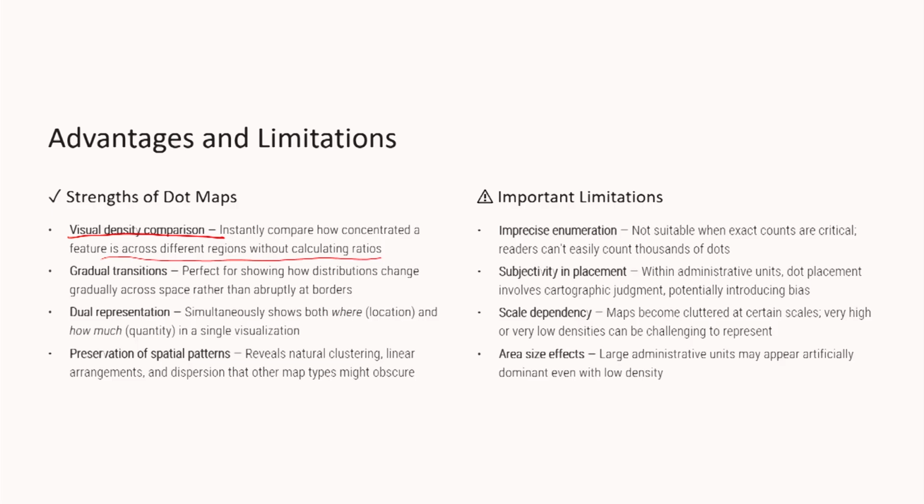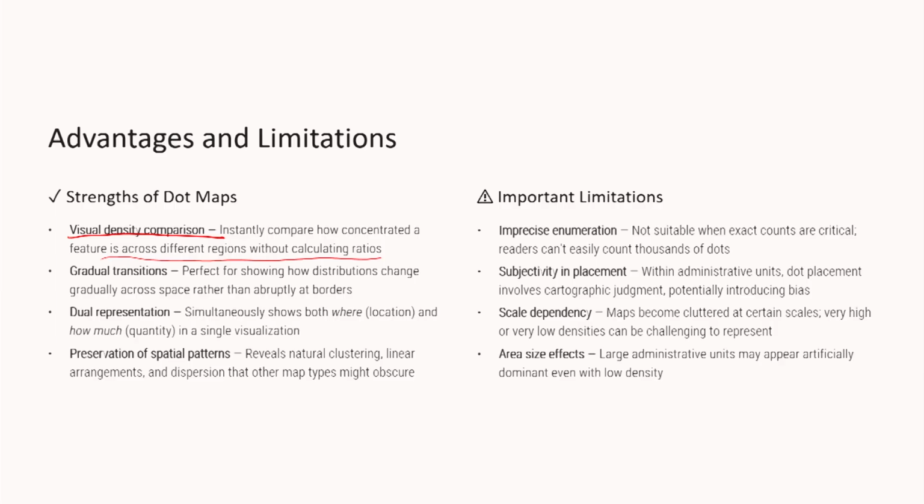Gradual transitions, perfect for showing how distribution changes gradually across space rather than abruptly at the borders. Then dual representation, simultaneously we can see both values: first is location and second is how much quantity is available in a single visualization. Next is revealing spatial patterns, it reveals natural clustering, linear arrangement and depression that other maps do not show us.